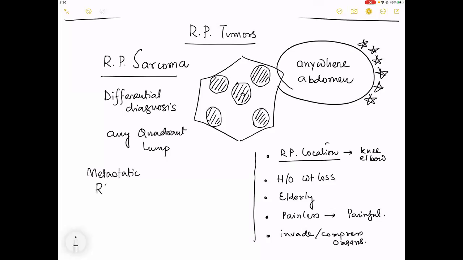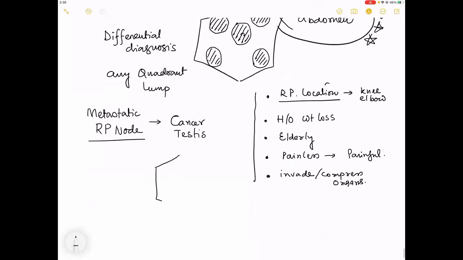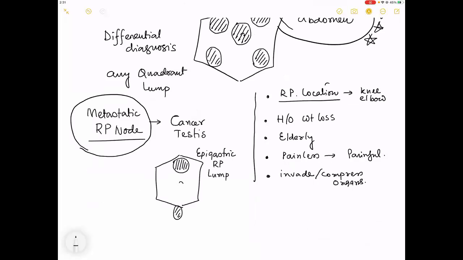Sometimes you get a retroperitoneal metastatic node that comes from a cancer, with a retroperitoneal lump. Please look for the testes and the ovaries as a cause. Patient has a cancer of the testes. The lump will be present in epigastrium. Epigastric retroperitoneal lump. As a part of your MCQ, cancer testis, epigastric lump. What is the cause? Single line answer. What is the cause, sir? What is the cause? Metastatic retroperitoneal node.